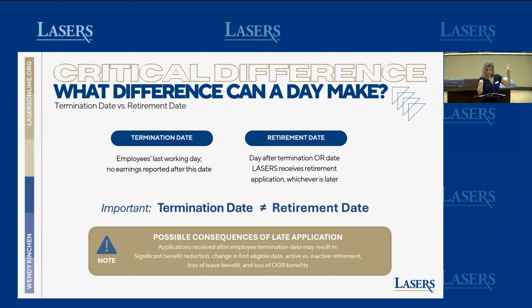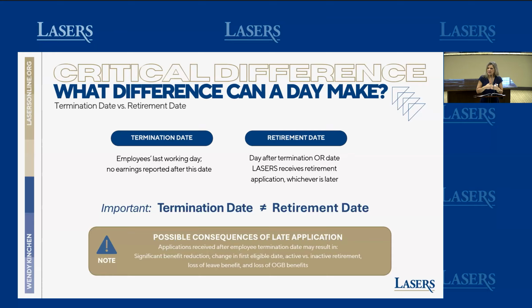Termination date does not equal retirement date. Think of it as you cannot be an active employee and a retiree on the same day, right? You are either an active employee or you are a retiree. So termination date and retirement date are not the same. It is very critical that those dates are right. And so you need to make sure that when you talk to your employee about the day that they are wanting to terminate, that is the date that's put on that application.